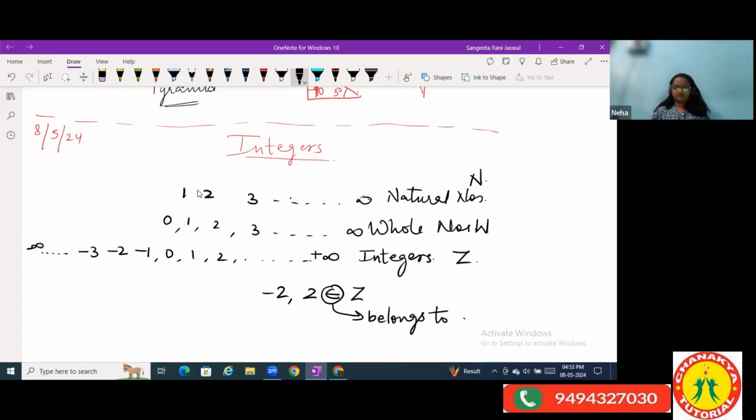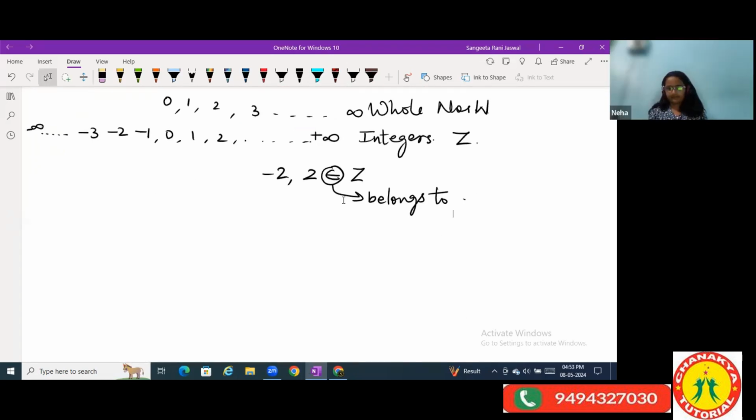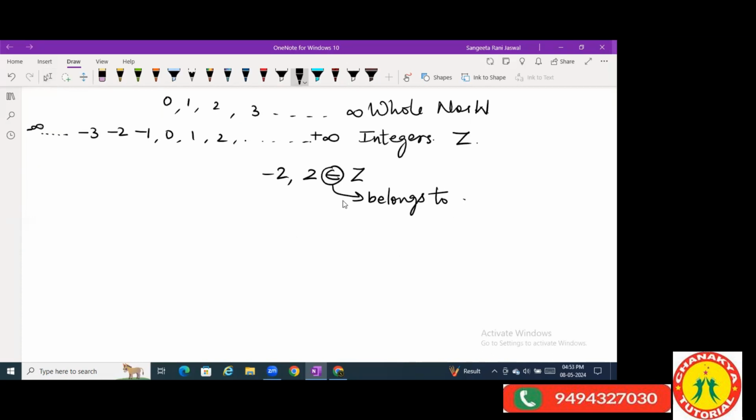So you understood this part? We denote it with capital Z, the set of integers. And in integers, we always follow some set of rules.